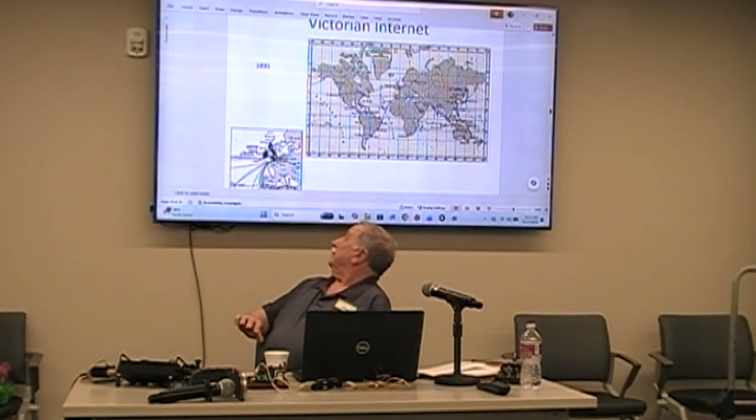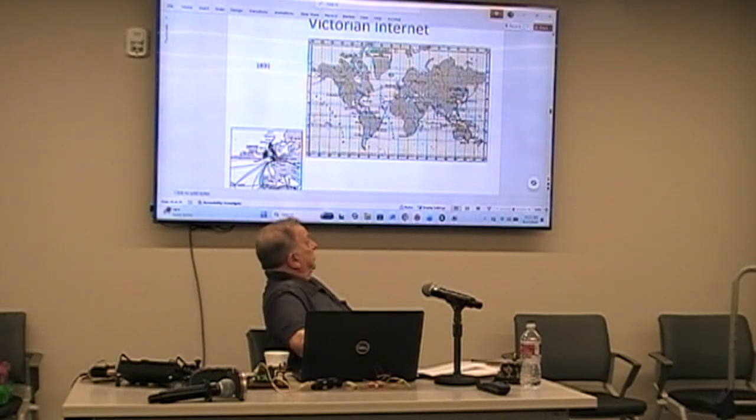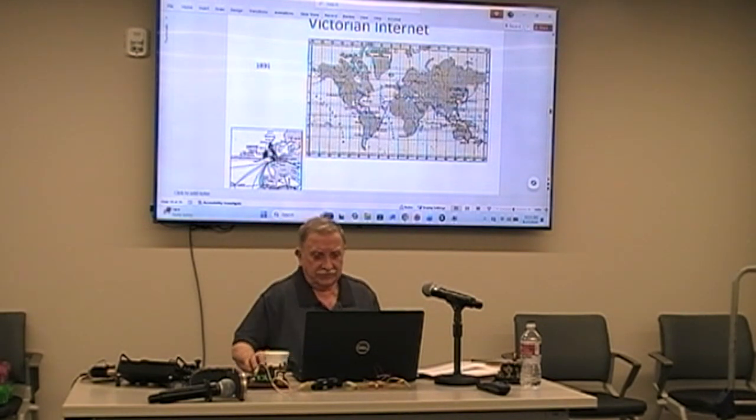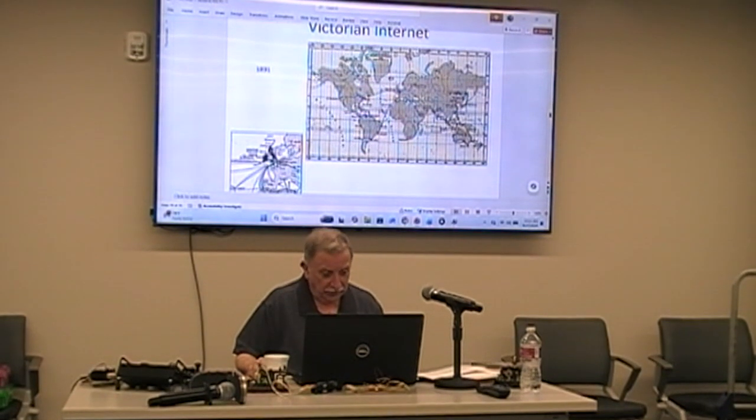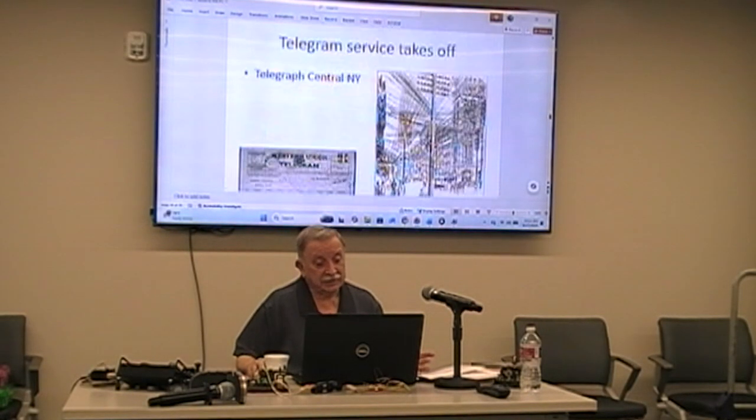You can see this is not a very good map. Telegraph lines were spread all over Europe. There was a transcontinental line under the ocean between Europe and America. Cables under that. There was a cable between Europe and South America. And one of the major hubs was what came through England, of course, out of Europe. They call this the Victorian Internet.